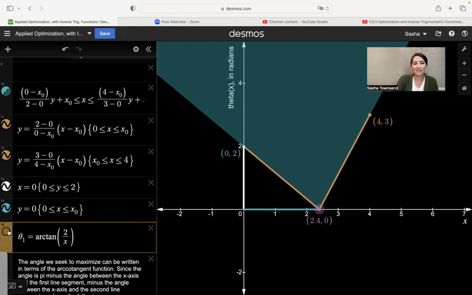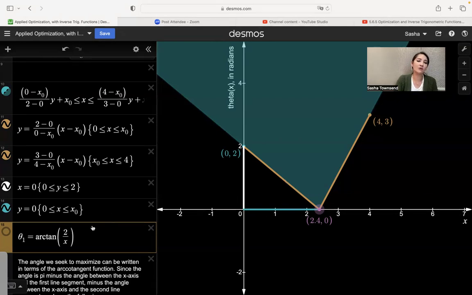Now, that is theta, but rather than having this 2 divided by x inside, we might prefer to have the x in the numerator. We can have the x in the numerator if instead of using opposite over adjacent, we use adjacent over opposite.